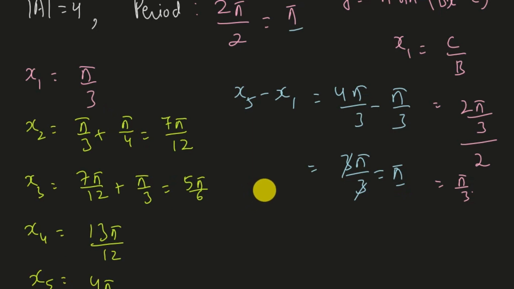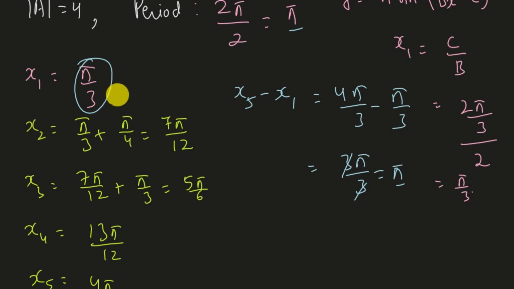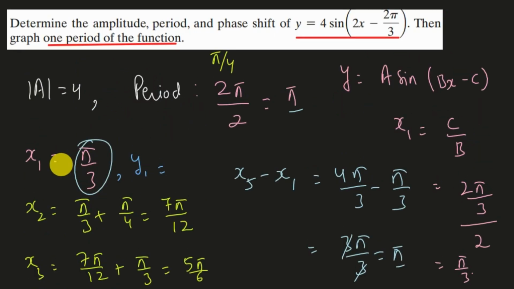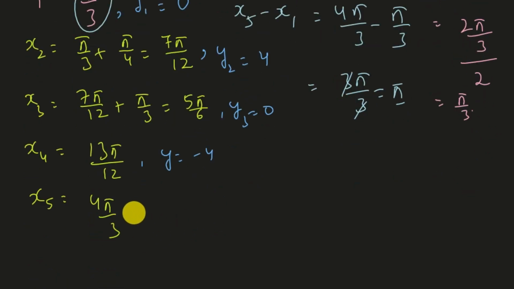Now we can sketch the graph. So the graph will start from this point, pi by 3, and it will end at 4 pi by 3. And what are the corresponding y values? y1, if you put x as pi by 3 here, what you'll get? You'll get this value to be equal to 0, and here you'll get y2 to be equal to 4. Then here this would be 0, then again minus 4, the minimum value, and finally again 0. This is y5, y4.